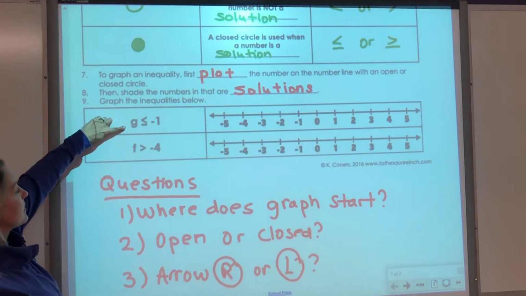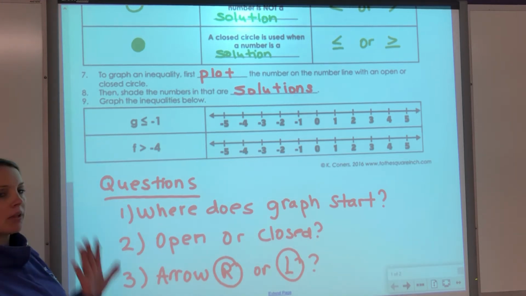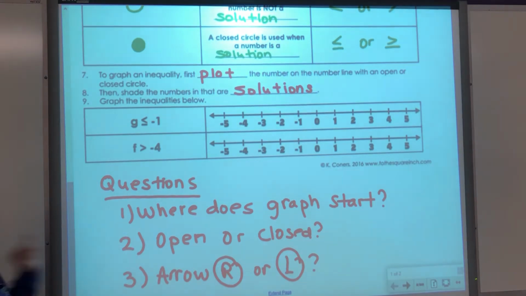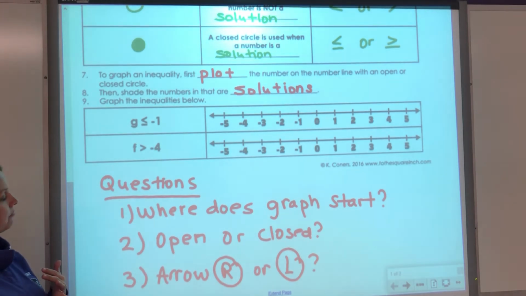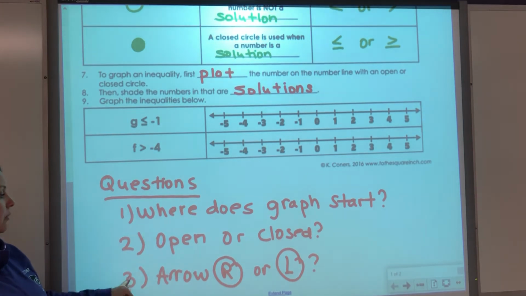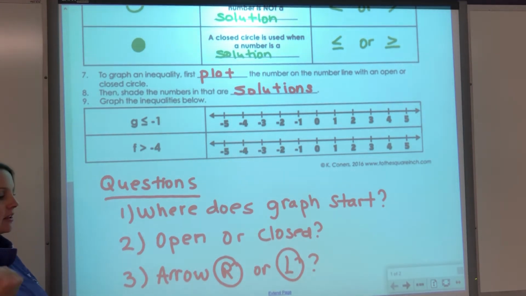So let's look at this one. I'll give you some time to write these down. Again, where does your graph start? Am I going to have an open circle or a closed circle at that starting point? And then which way is my arrow going to point? To the left or to the right?